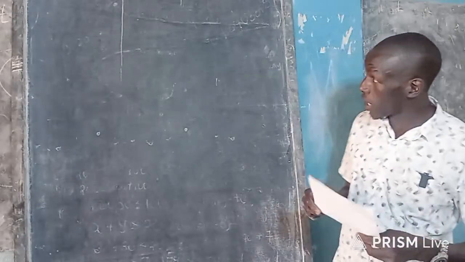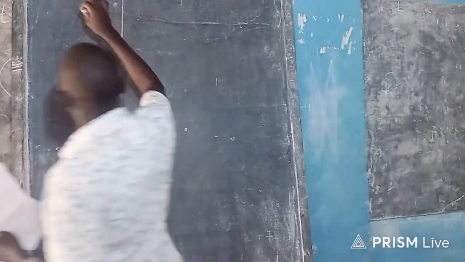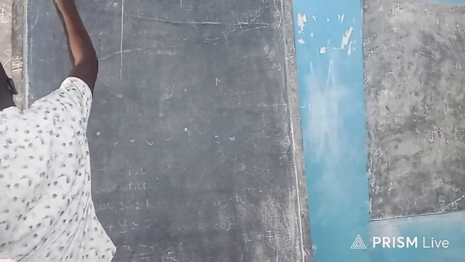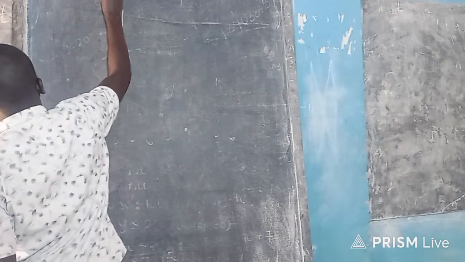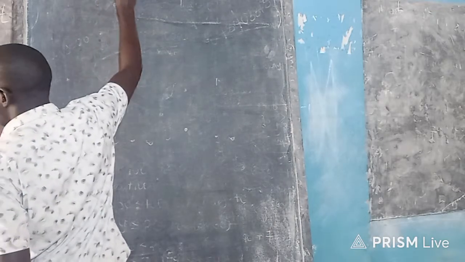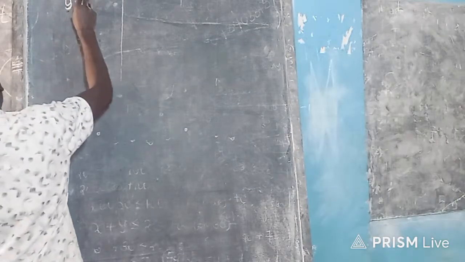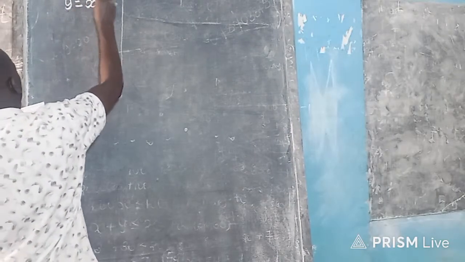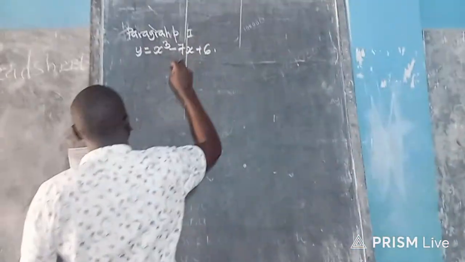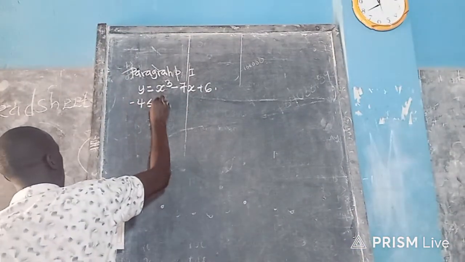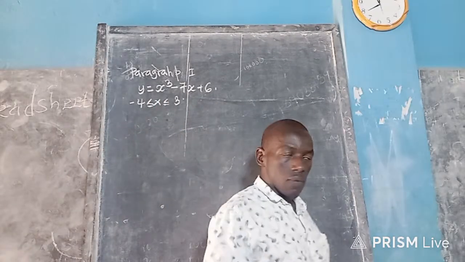So let us start our discussion from the first paragraph, that is paragraph 1, where the question is talking about the location of roots. In paragraph 1, we look at the given expression x cubed minus 7x plus 6, so we'll have -4 less than or equal to x less than or equal to 3.